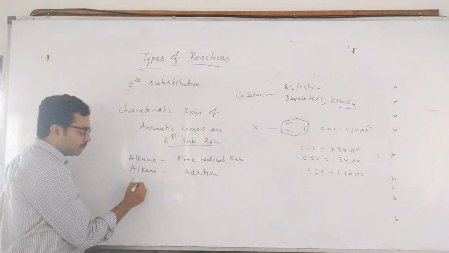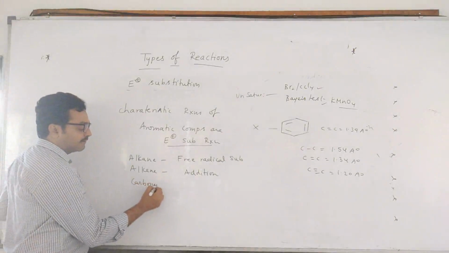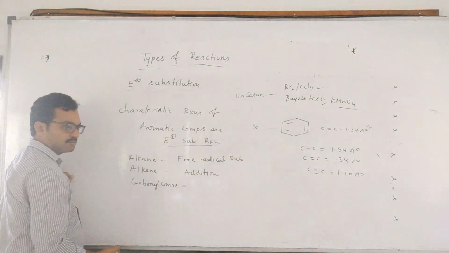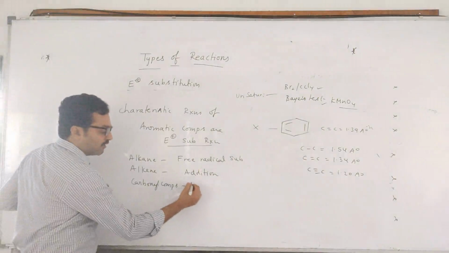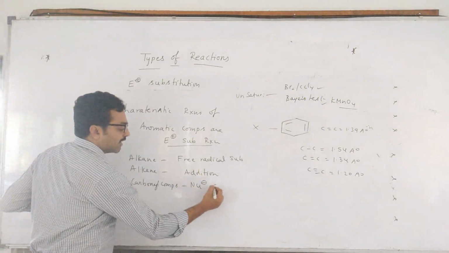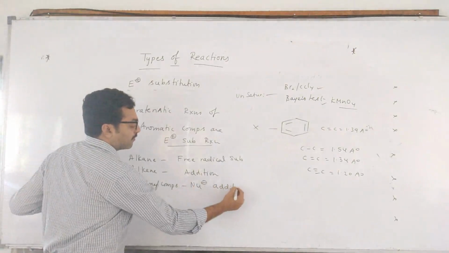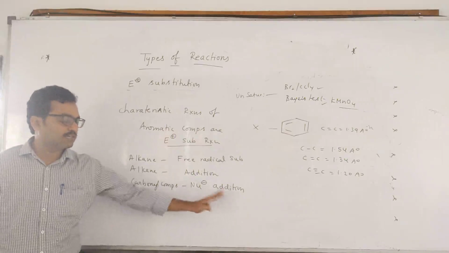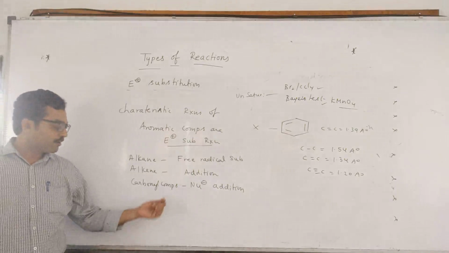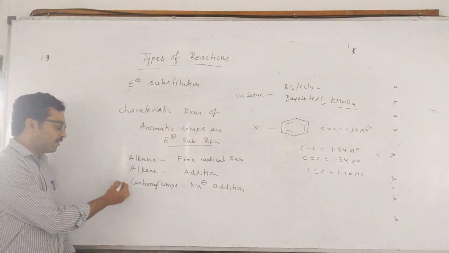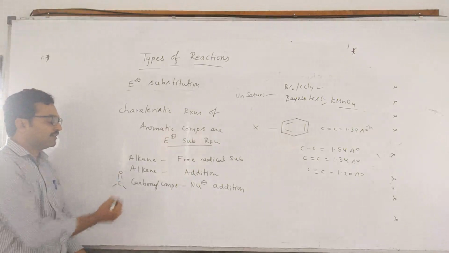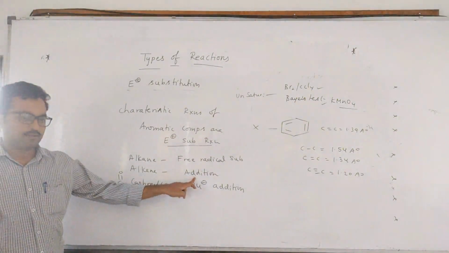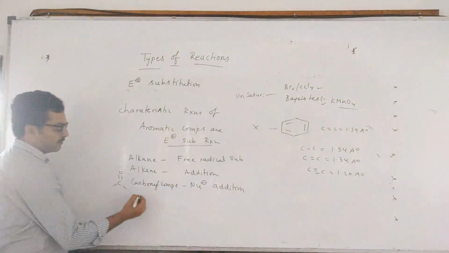Next, carbonyl compounds will undergo what reactions? Mainly, carbonyl compounds' main reactions: nucleophilic addition. See, many people will get confused. Here you write nucleophilic, but if you write substitution, it is wrong, because it is unsaturated now. C double bond O is unsaturated, right? So it undergoes nucleophilic addition. So double bond means addition, like that.